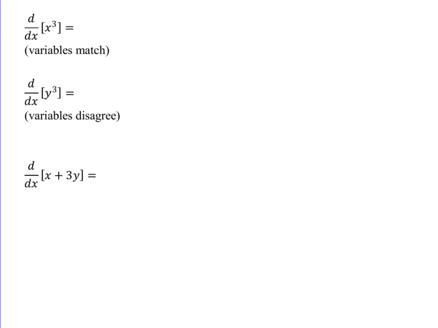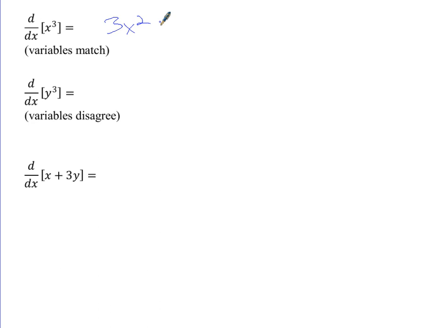All right. So 3 examples here. The first example is you're taking the derivative with respect to x of x to the third power. In other words, the variables here agree, they match. Can I take that derivative normally? Yeah. So we take the derivative normally, the 3 comes down, x to the second power, so I have 3x squared. No problem.